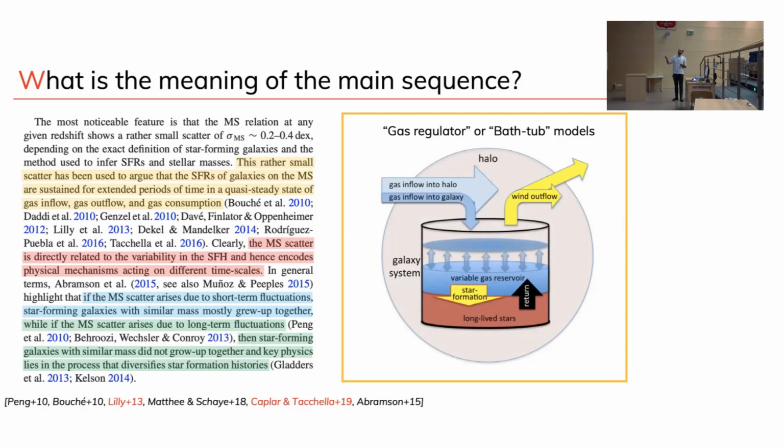Keep in mind that when you have gas flowing onto dark matter halos, you have some gas that ends up in the halo and some gas that ends up towards the galaxy. When the gas reaches the galaxy, then you have some star formation. So this is the parameter that enters the main sequence. Some stars remain in the galaxy, long-lived stars. Some gas is given back immediately to the ISM. And the idea here is that this level is self-regulated.